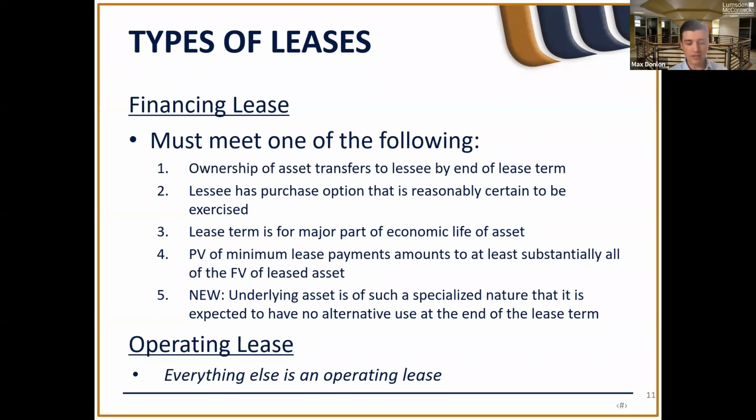And then finally, the new test: the underlying asset is of such a specialized nature that it is expected to have no alternative use to the lessor at the end of the lease term. So similarly, if none of the above criteria are met, then the lease will be considered an operating lease. So later in this presentation, we will take a deeper look at the differences in recording each type of lease.